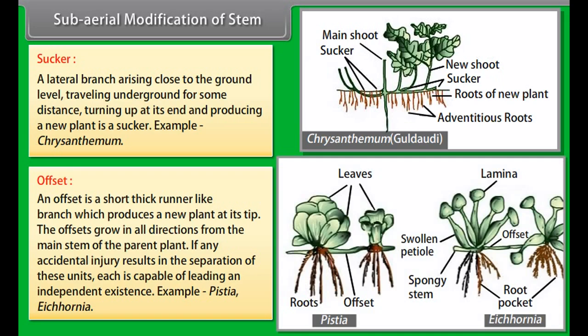The offsets grow in all directions from the main stem of the parent plant. If any accidental injury results in the separation of these units, each is capable of leading an independent existence. Example: Pistia, Eichhornia. Aerial modification of stem.